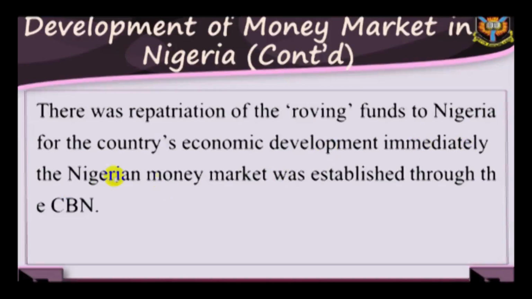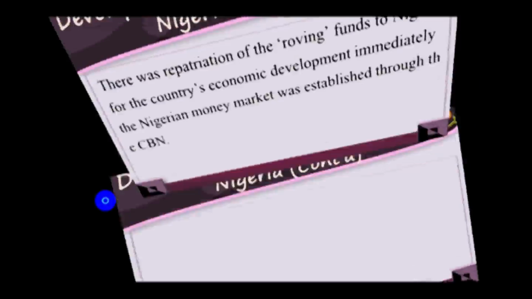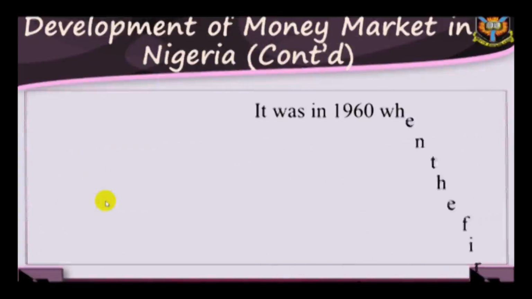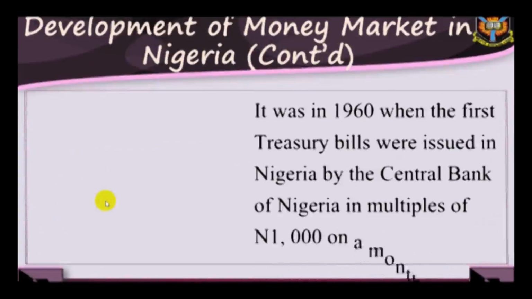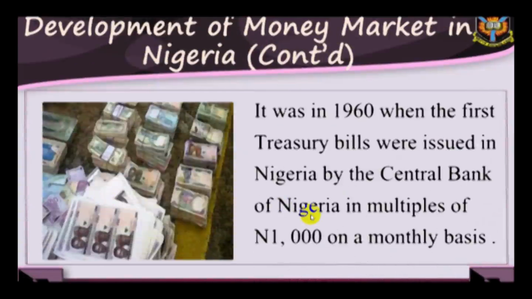Immediately, the Nigerian money market was established through the central bank. It was in 1960 when the first treasury bill was issued in Nigeria by the Central Bank of Nigeria. These bills were in multiples of 1,000 naira and were issued on a monthly basis.